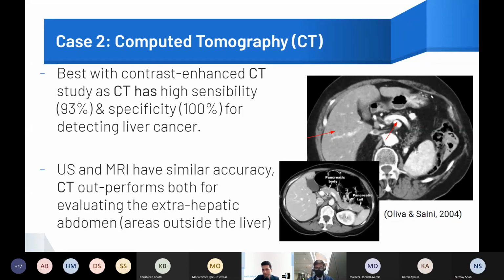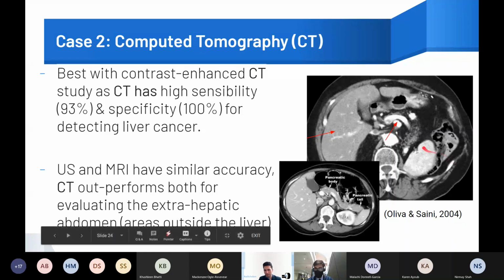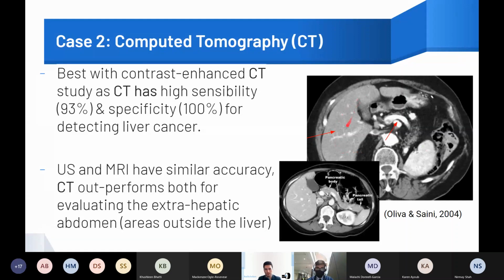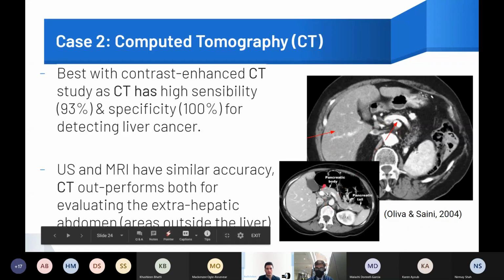So it's best with CT, and that's based on research. That's the most used modality to diagnose liver cancers in America. And it's best with contrast enhanced CTs, and that's a different type of CT, which apparently has a very high sensitivity to these sorts of cancers, 93 to 100%. And you can see here, this is an image from a study from 2004, and they're not necessarily looking at cancers in the liver, but they're just imaging. And you can see here the liver, huge abdominal organ, and the pancreas as well is what they were looking at. So pancreatic body, tail, liver.